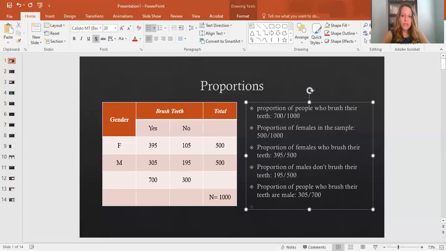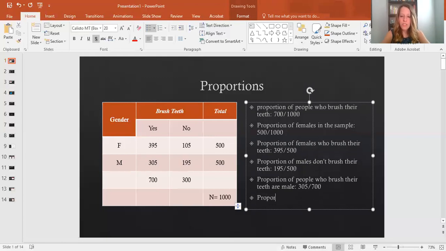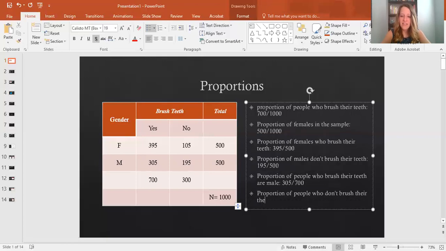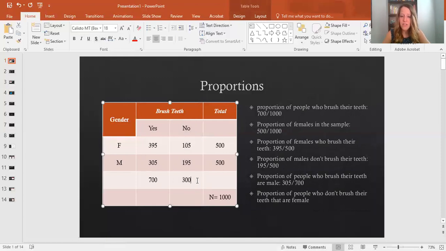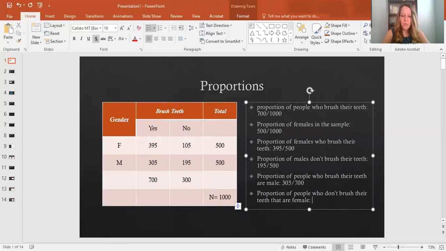If I wanted to know the proportion of people who don't brush their teeth that are female, so what proportion of people who don't brush their teeth are female, this time our denominator is 300. Our numerator would be 105. So 105 of the 300 people who don't brush their teeth are female.